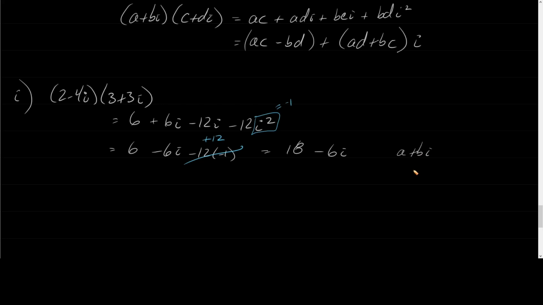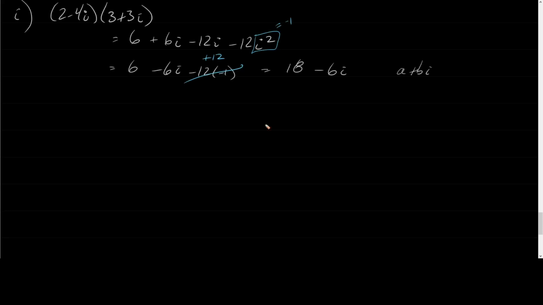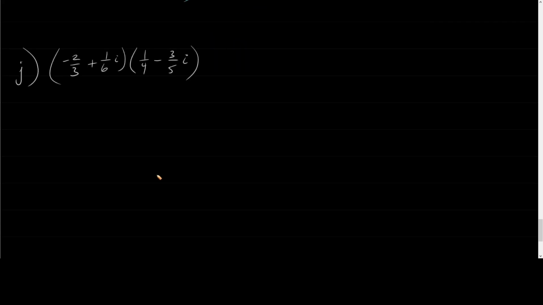Let's kick it up a notch. Okay. Let's say that I had something like negative 2/3 plus 1/6 i times 1/4 minus 3/5 i. All right. So here we go. We're going to FOIL it.